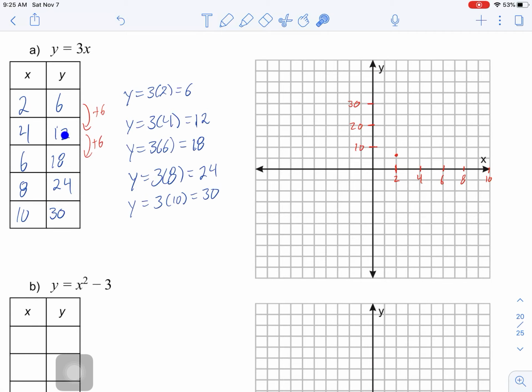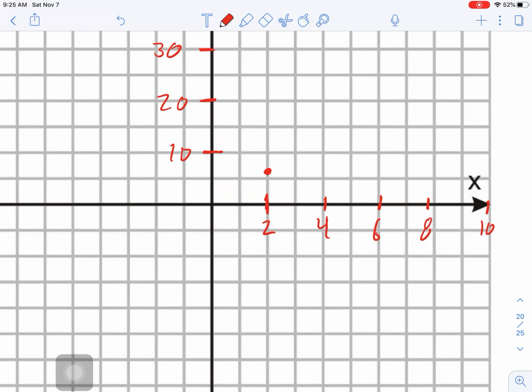Now when x is 4, y is 12. So when x is 4, y is 12, so roughly right there.